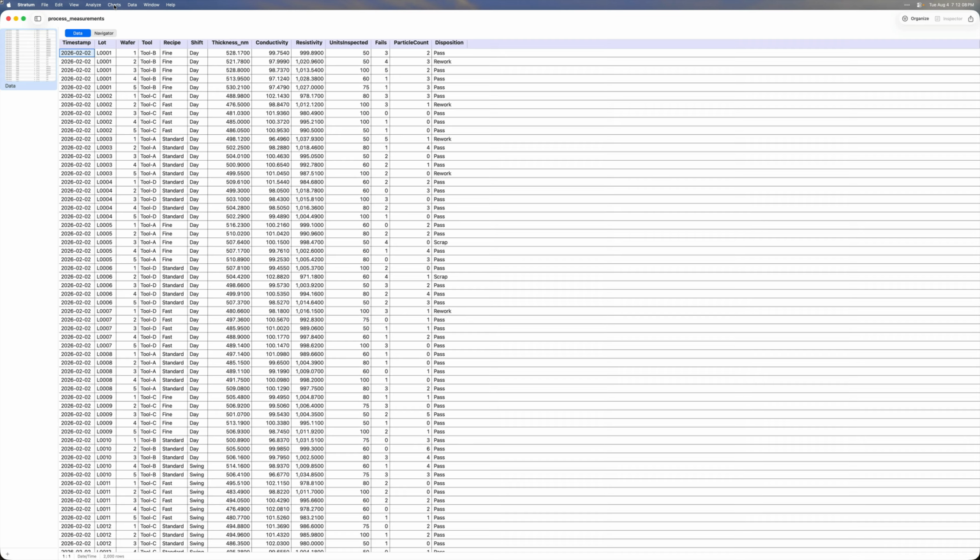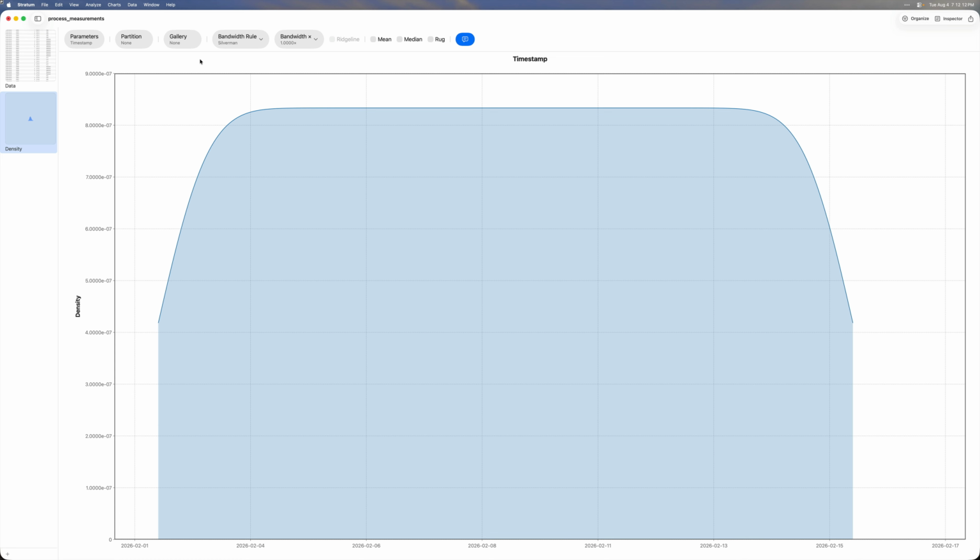A histogram's shape depends on where you put the bin edges. The kernel density estimate fixes that. It replaces the bars with one smooth curve. Here's wafer thickness, with a separate density curve for each recipe.